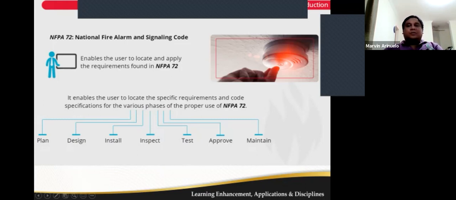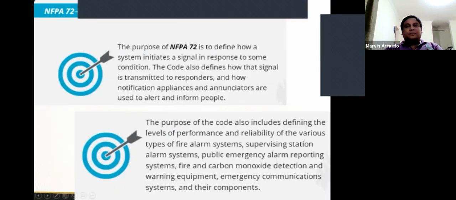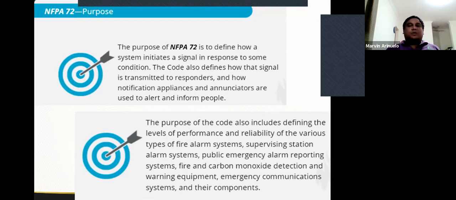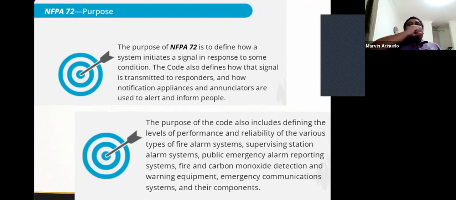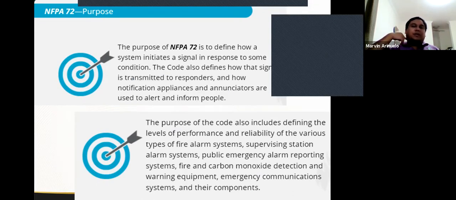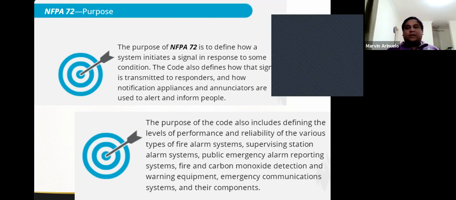NFPA 72 is actually different from some codes which are the product of a singular point of view, a building code official for example. The purpose of NFPA 72 is to define how the system initiates a signal in response to some condition. The code also defines how the signal is transmitted to responders and how notification appliances and initiators are used to alert and inform the people. The purpose of the code also includes defining the level of performance and reliability of the various types of fire alarm, supervising station, public emergency, fire and carbon monoxide detection and warning equipment, and emergency communication systems, including their components.